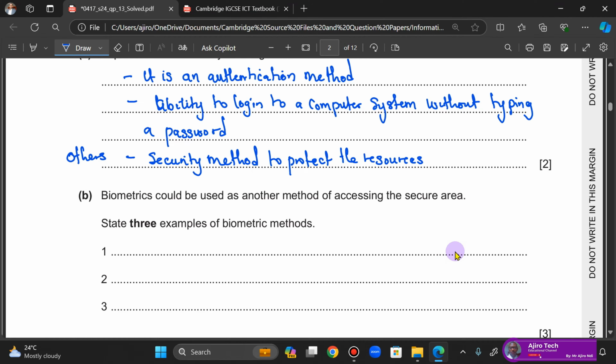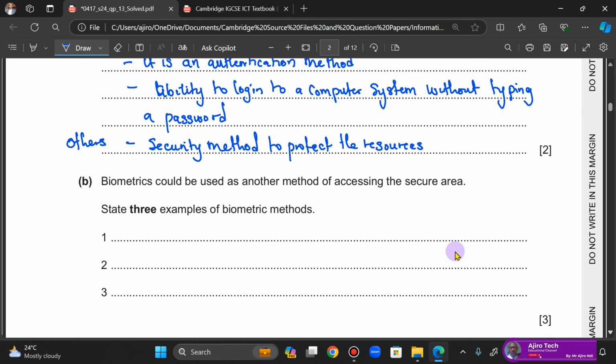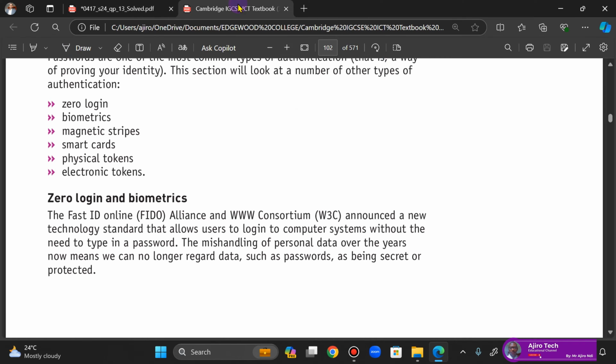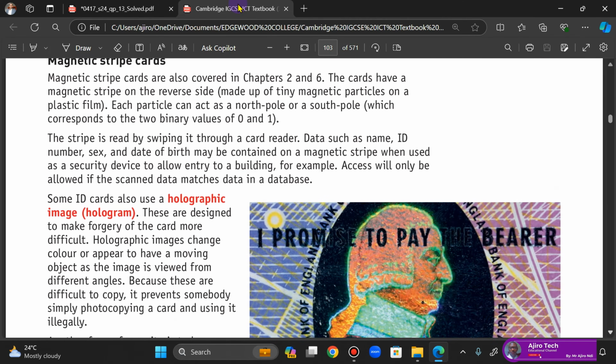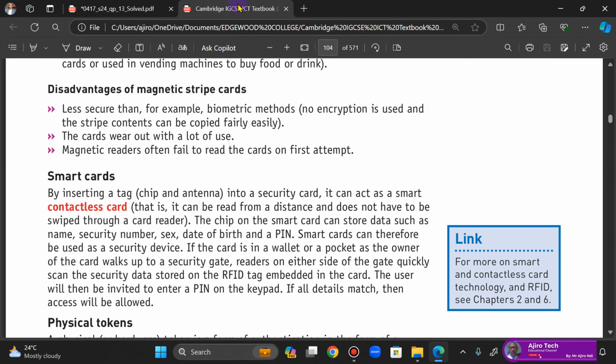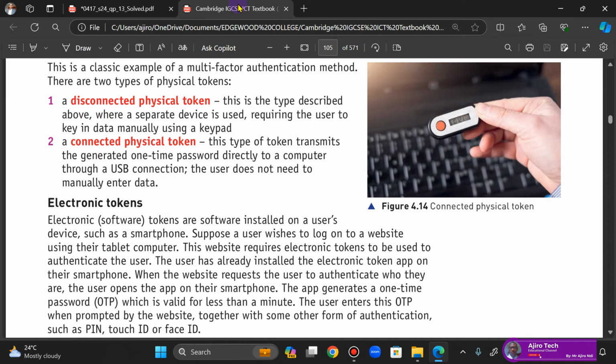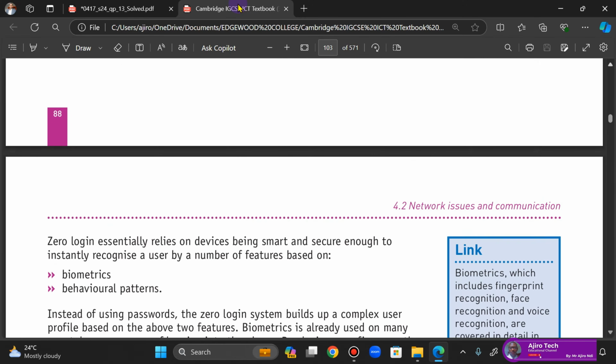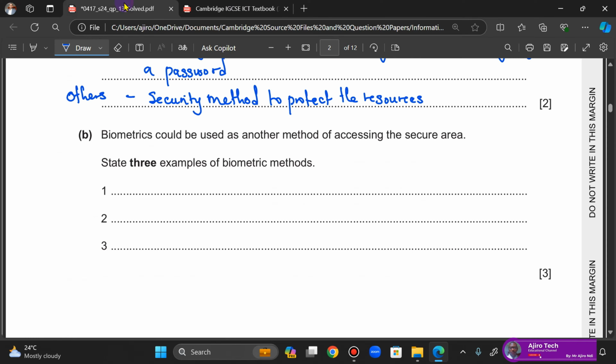Let's talk about the B part. Biometrics could be used as another method of accessing the secured area. State three examples of biometric methods. Now, for this biometric method, we can see this here and also in chapter 8. It was explained in detail in chapter 8, but the zero login was introduced in chapter 4. So I'm just going to go with this: chapter 8, safety and security.